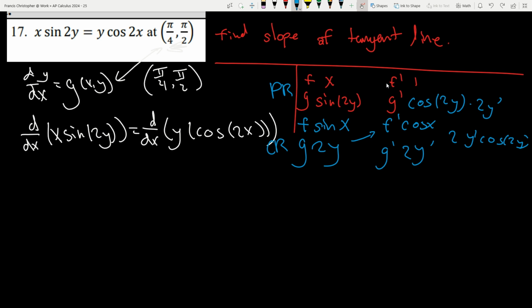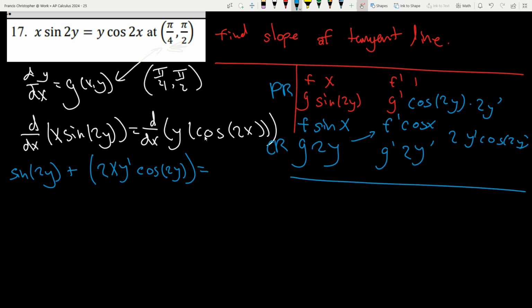Then using product rule, we're going to multiply f prime and g. So it's just sine of 2y times 1 plus this times this. So 2x y prime cosine of 2y equals, and then we'll make more space so we can find this derivative. So product rule first. F, I'll use green, I guess.